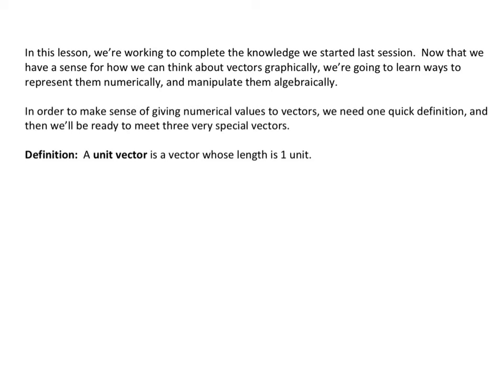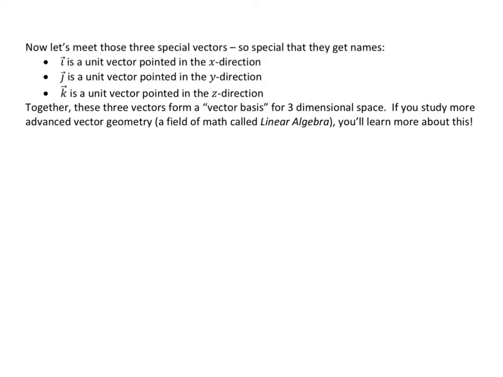That definition is the definition of a unit vector, and it's really simple. A unit vector is nothing more than a vector whose length is 1 unit. So any vector in any direction that is only 1 unit long is called a unit vector. Later in the future, we'll find out how to find the length of a vector. But for now, I just need you to know that a unit vector is any vector that has a length of 1 unit.